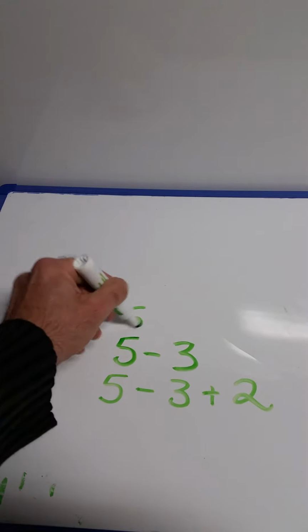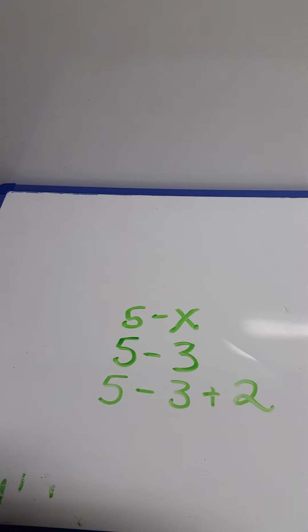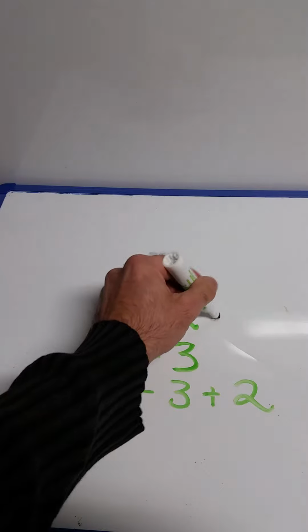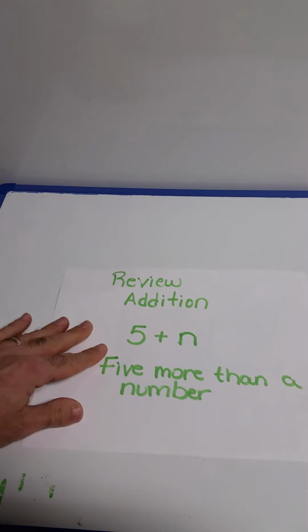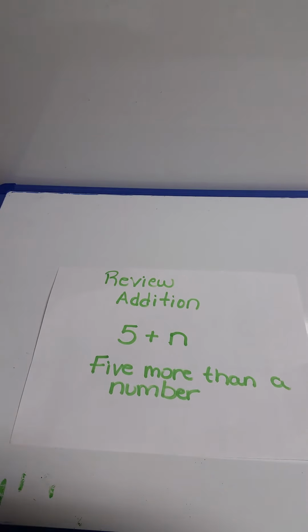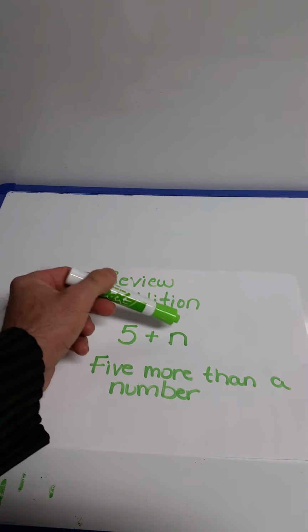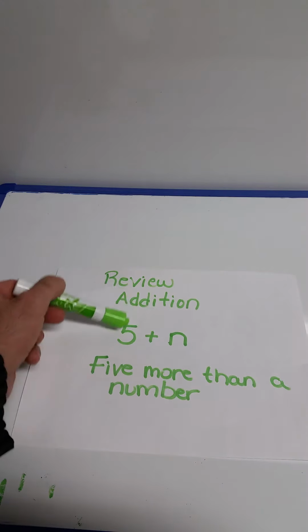And again, they can also be algebraic expressions. 5 minus x is two terms. 5 minus x plus b, for example, would be three terms. Let's review addition before we do subtraction. This says 5 more than a number. Now, since addition is commutative, this could have also been a number more than 5. And I used n, but I could have used x or y or g or any letter.